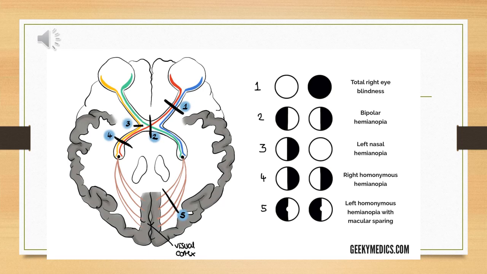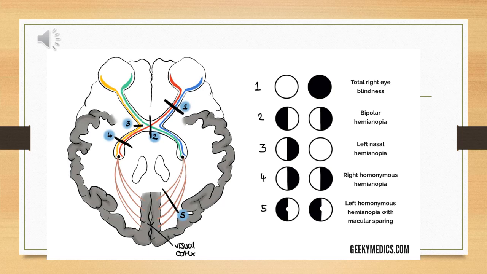For example, if the patient has any pathology at number 1 level, so number 1 is affecting the right optic nerve, the patient will have total right eye blindness. If the patient is having a pathology compressing the medial tracts of each eye, the patient will have a bitemporal hemianopsia. For example, if the pathology, which happens rarely, affects only the lateral optic tract of the left eye, this will lead to left nasal hemianopia.